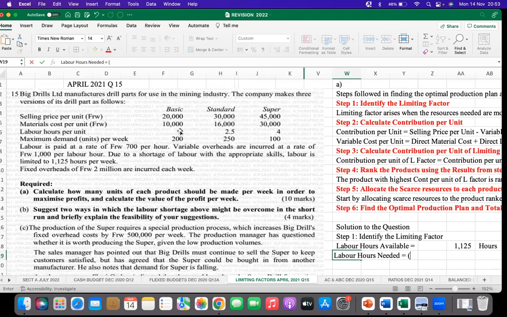For basic, we need 2 hours per unit. How many units are there? 200. For standard, we need 2.5, 250. For super, 4 hours, 100. So that is what I'm doing. So 2 hours times 200 units plus 2.5 hours times 250 units plus 4 hours times 100 units. So we get the answer.